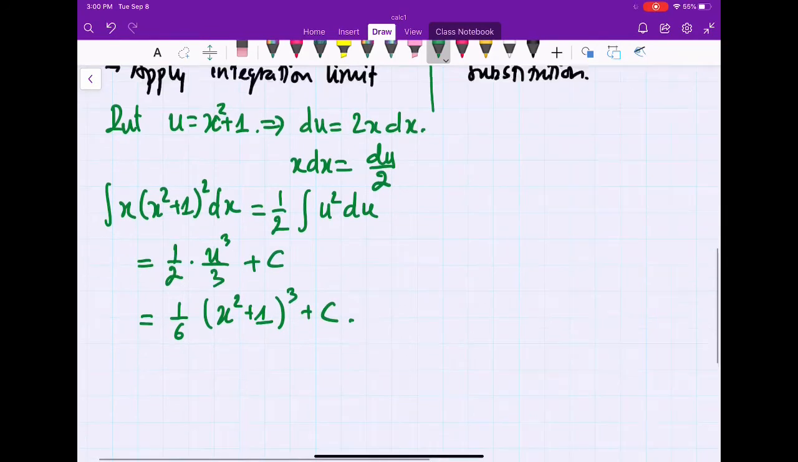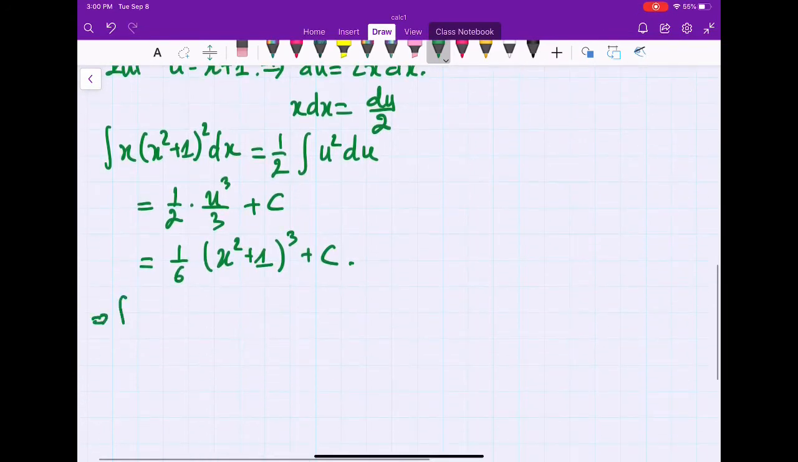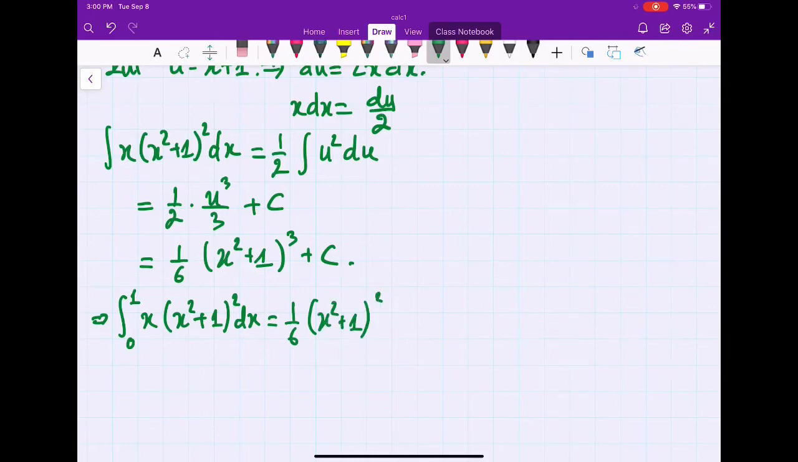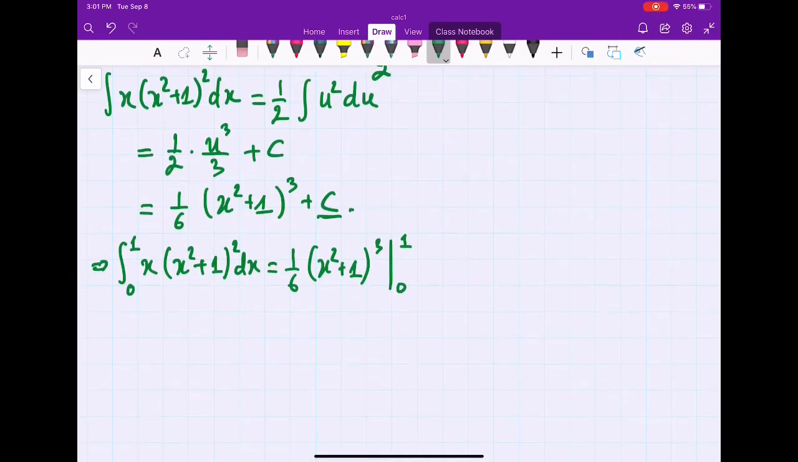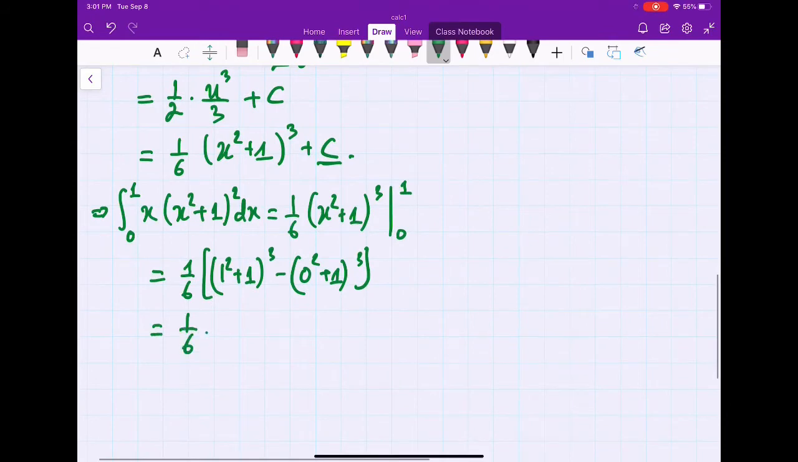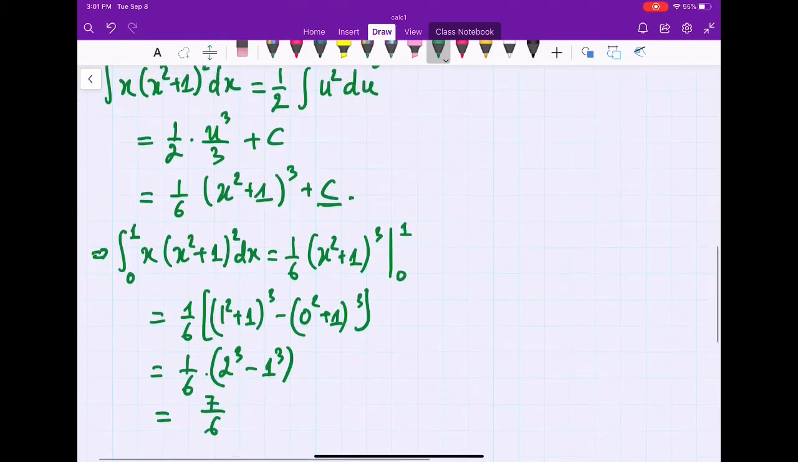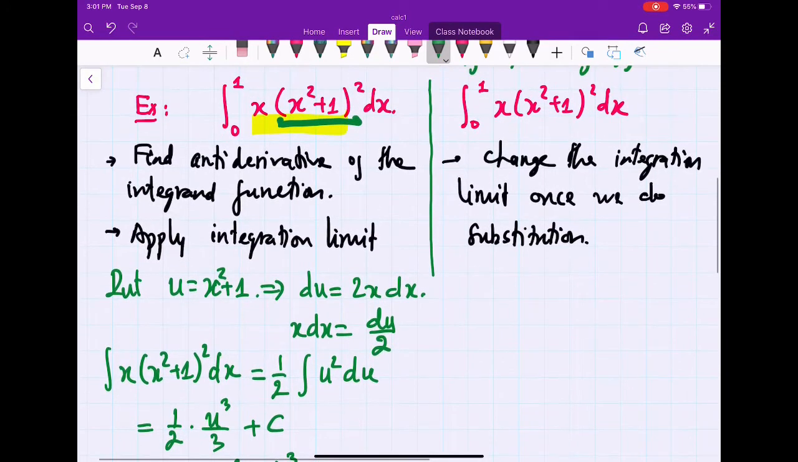And now you plug integration limits 0 and 1 into this function. I write here the integral from 0 to 1 of (x squared plus 1) squared dx is equal to 1/6 (x squared plus 1) cubed evaluated from 0 to 1. The constant c disappears, of course. So you plug 0 and 1 into this function, you get 1/6 times (1 squared plus 1) cubed minus (0 squared plus 1) cubed. You get 1/6 times (2 cubed minus 1 cubed), that is 8 minus 1, 7, so you get 7 over 6. So that's how we can solve this definite integral with the first approach.